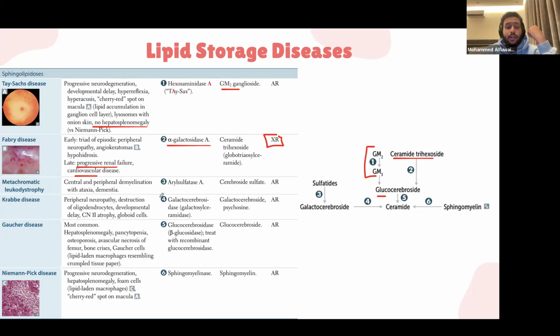Then metachromatic leukodystrophy, which leads to central and peripheral demyelination, so you will present with ataxia and dementia as well. The enzyme defective is arylsulfatase A, which converts sulfatides to galactocerebroside. These three are important to remember because they have key things to remember about them. Krabbe's disease is a defect in galactocerebrosidase, which converts galactocerebroside to ceramide. The end pathway of all of these steps is ceramide. You need to get to ceramide.